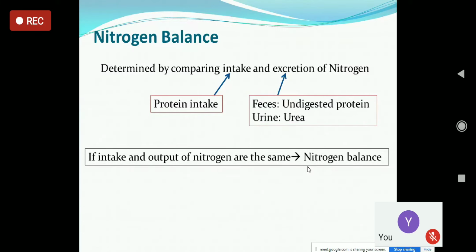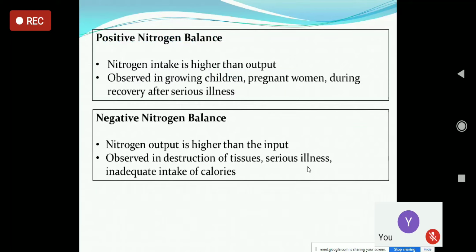So why do we talk about nitrogen balance? Because we can measure the nitrogen. Nitrogen is a component of amino acids, and we can measure it. So when you say that a person is in nitrogen balance, you know that they have the same amount of total protein in their body at all times. So by measuring nitrogen input and nitrogen loss, you can study protein metabolism.